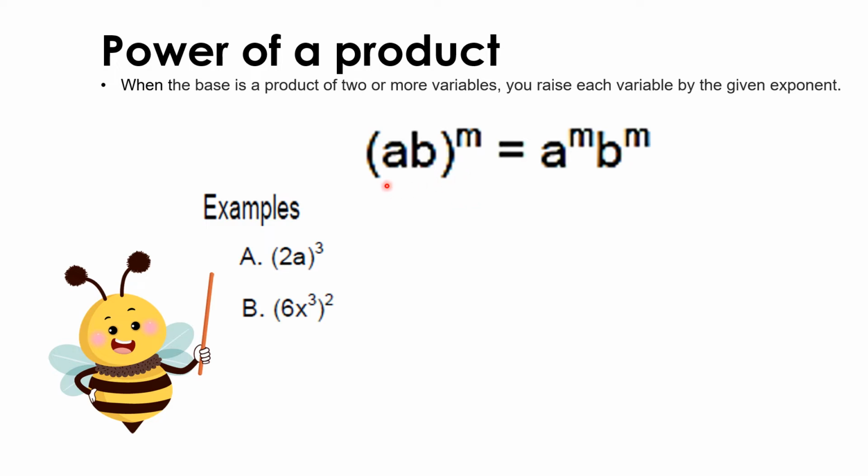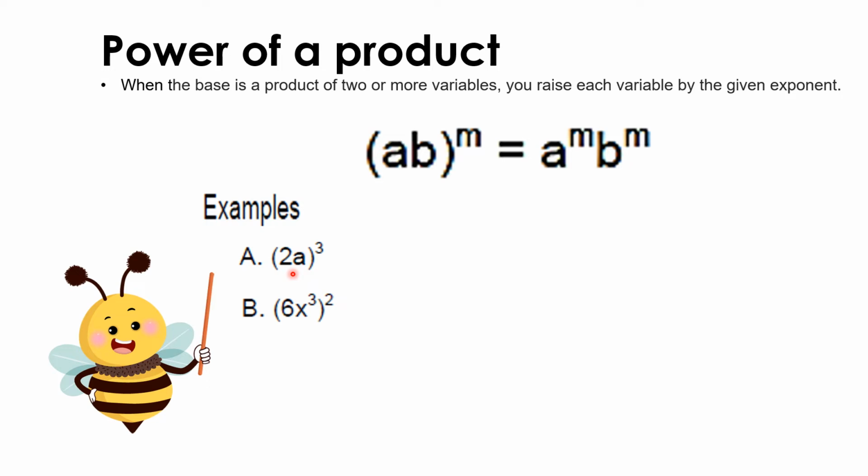So in this format, we have a times b, or ab, raised to m. Since a is raised to 1, of course, and b is also raised to 1, that is 1 times m. So that would give us a raised to m times b raised to m. So we have examples here.